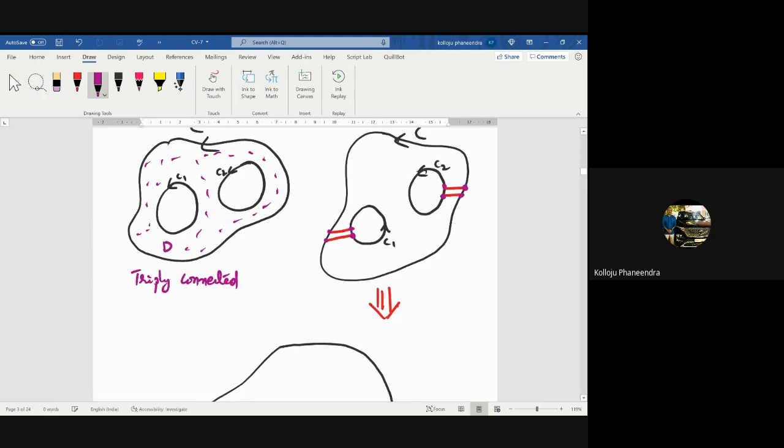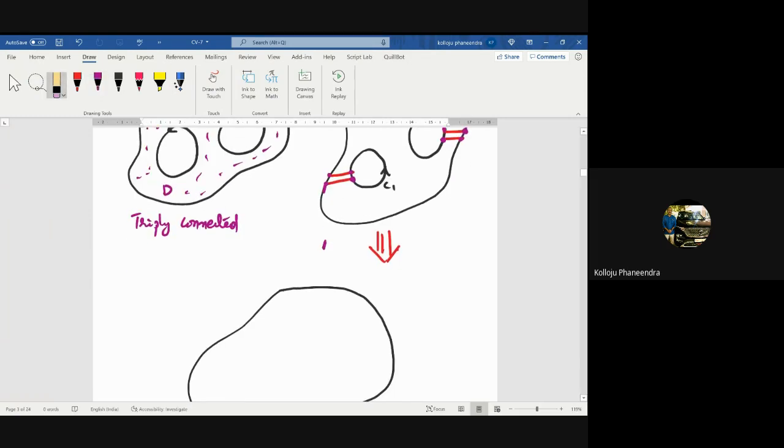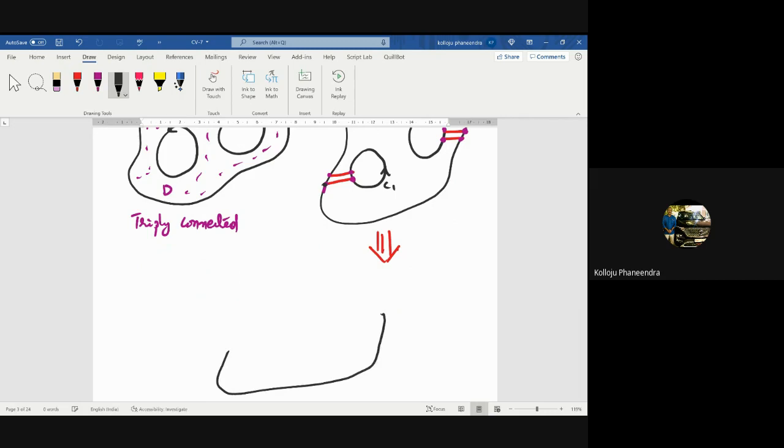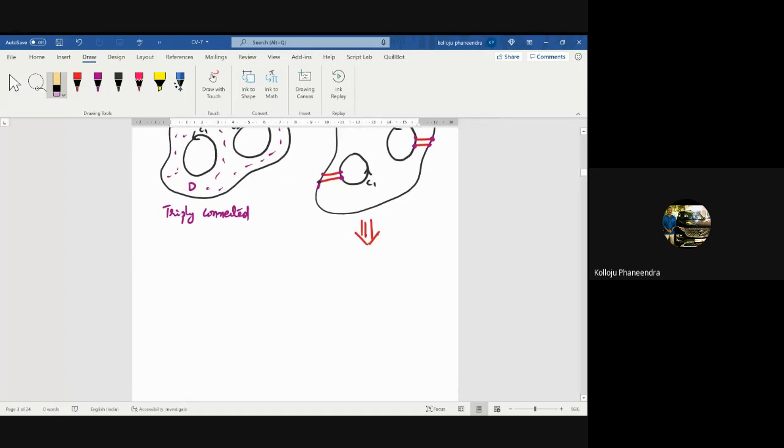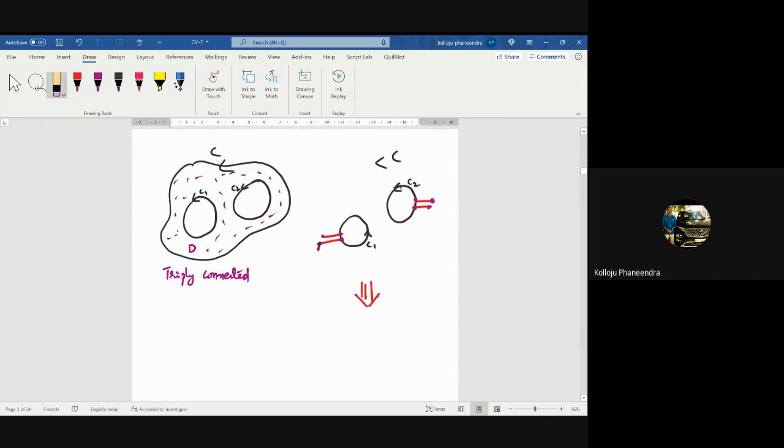Now, let me trace from here onwards. From this point onwards, if I trace, coming to here. Starting from here, this down. Where is the curve? This is the curve, the shape of the curve.